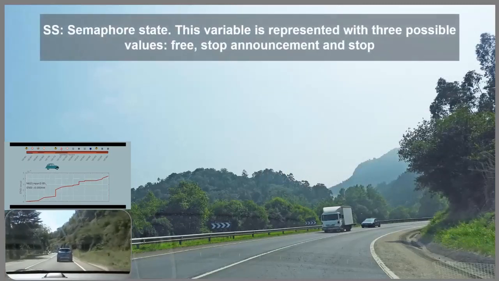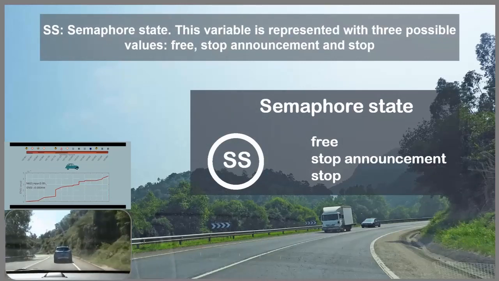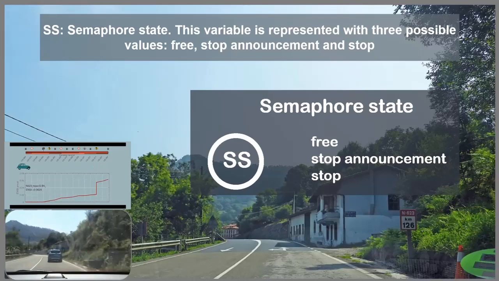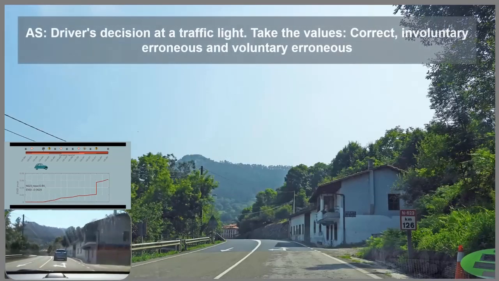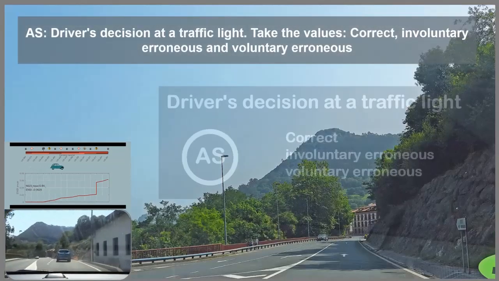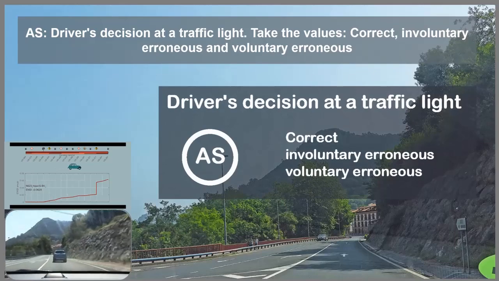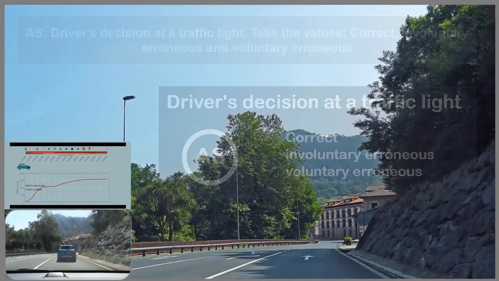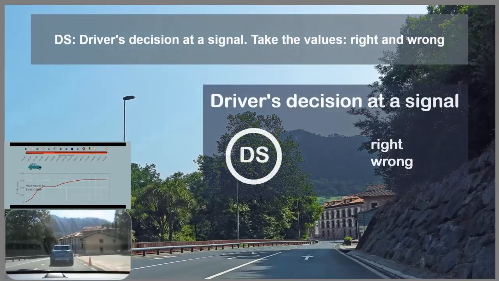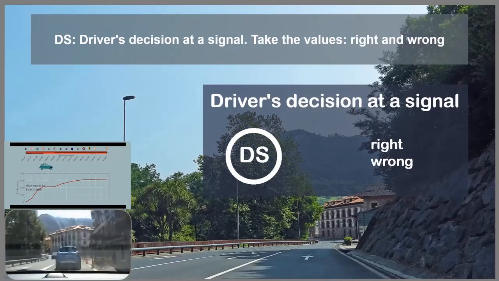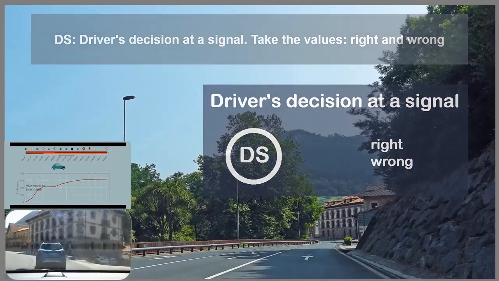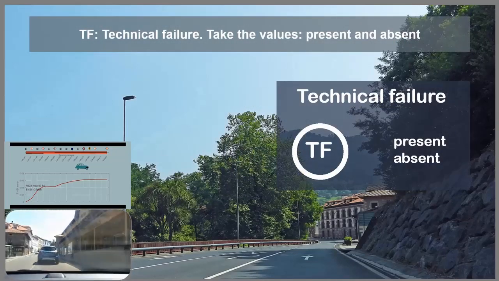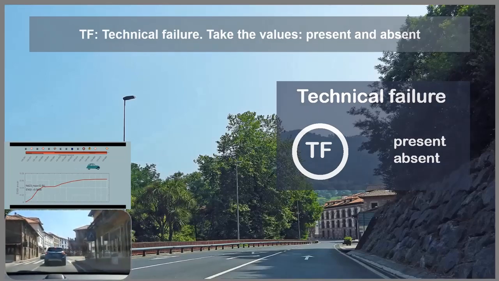SS, semaphore state. This variable is represented with three possible values: free, stop announcement and stop. AS, driver's decision at a traffic light. Take the values: correct, involuntary erroneous and voluntary erroneous. DS, driver's decision at a signal. Take the values: right and wrong. TF, technical failure. Take the values: present and absent.